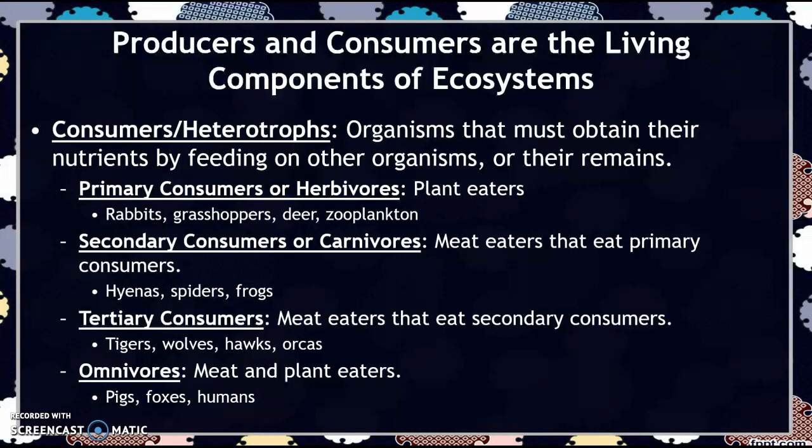Tertiary consumers are meat eaters that eat secondary consumers. These can also usually be our top carnivores. These are things like tigers, wolves, hawks, orca whales. And then we have omnivores, which are kind of scattered in between those trophic levels, or those levels of consumers. They're meat and plant eaters, things like pigs, foxes, and us.